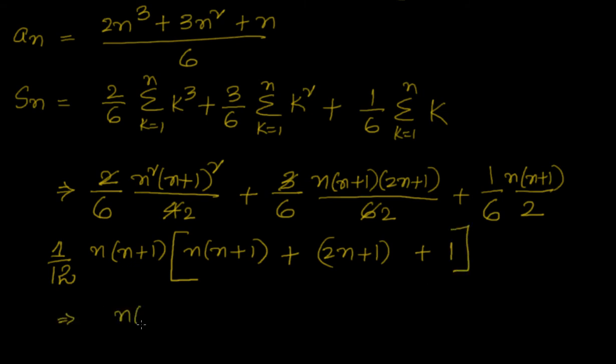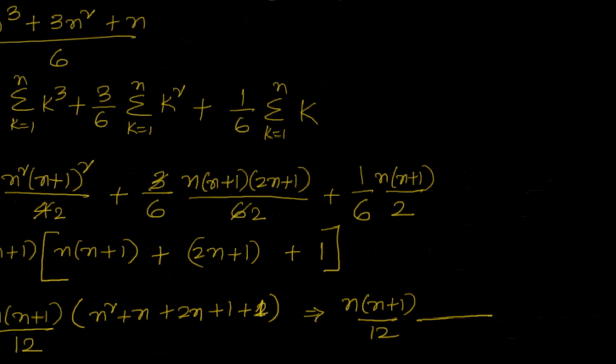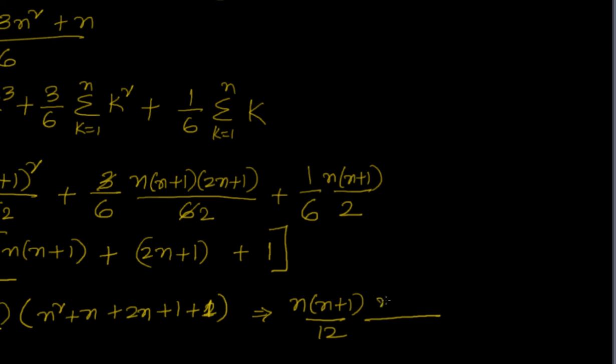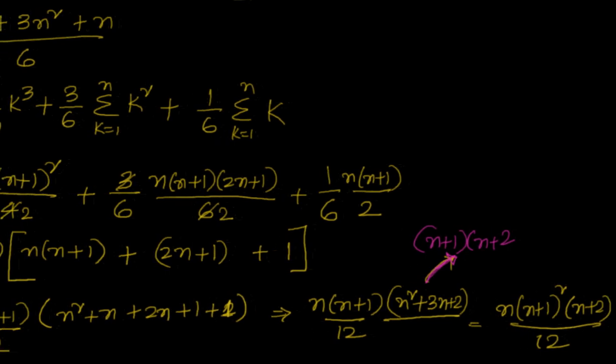So this is equal to n into n plus 1 divided by 12 into n square plus n plus 2n plus 1 plus 1, there is 1 here and 1 here. This is equal to n into n plus 1 divided by 12 into n square plus 3n plus 2. That is equal to n into n plus 1 whole square into n plus 2 divided by 12. Why? Because n square plus 3n plus 2 is equal to n plus 1 into n plus 2. So that makes it n into n plus 1 whole square into n plus 2 divided by 12.